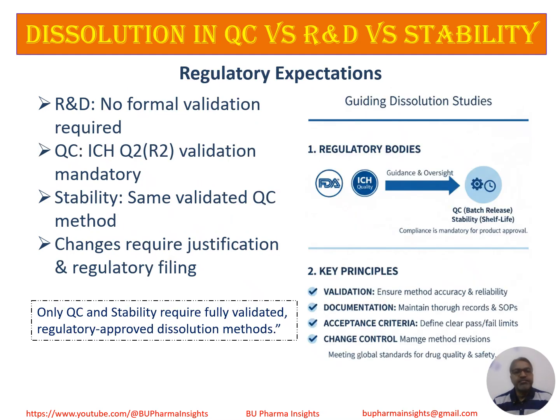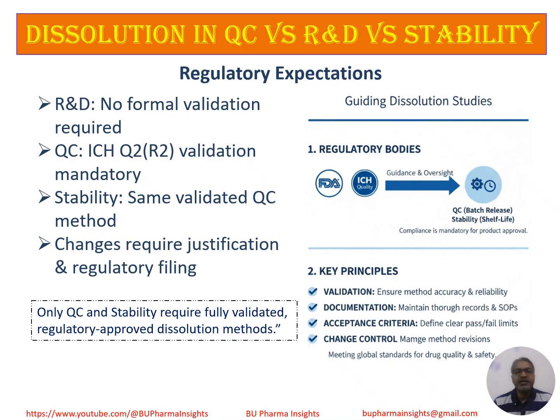From a regulatory perspective, a dissolution method must balance robustness, discriminatory ability, and change control. In R&D, methods are flexible and exploratory. Formal validation is not required. However, R&D data must eventually justify the final QC method. In QC, a fully validated method is mandatory, in line with ICH Q2(R2).